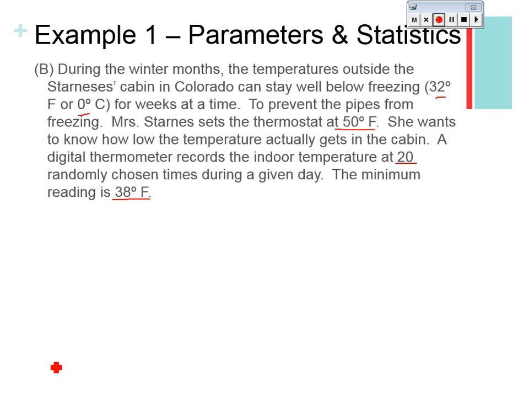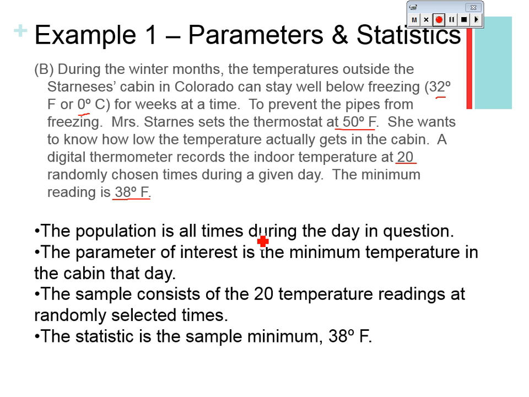So once again, I want to know what's the population, what's the parameter, what's the sample, what's the statistic for this. So the population here is all of the times during the day that are in question, because they're not going to measure all of the times. The parameter of interest in this case is the minimum temperature in the cabin for the day, because she wants to know how low the temperature will get based on the thermostat being set at 50 degrees.